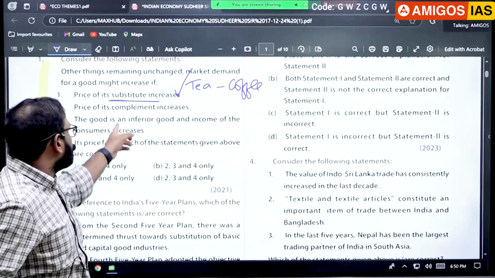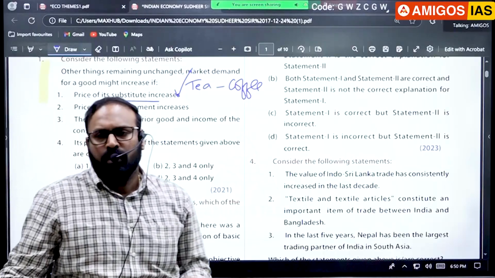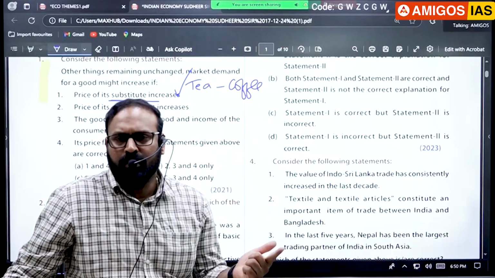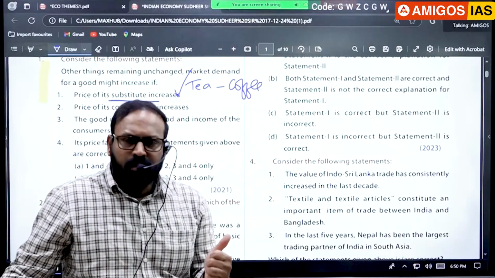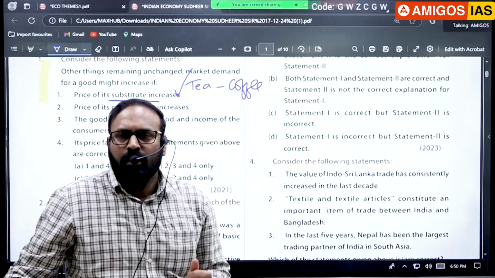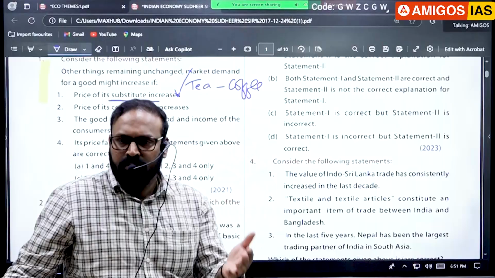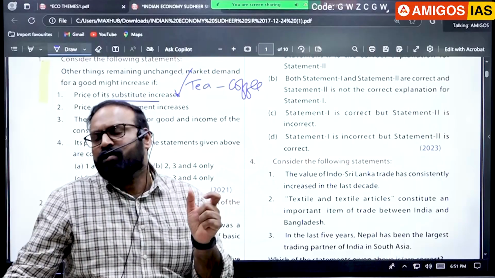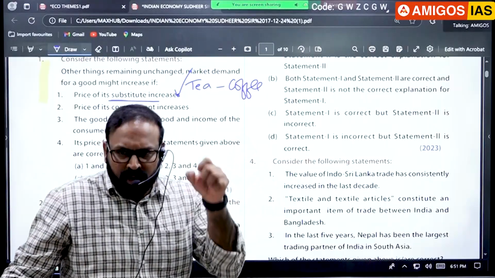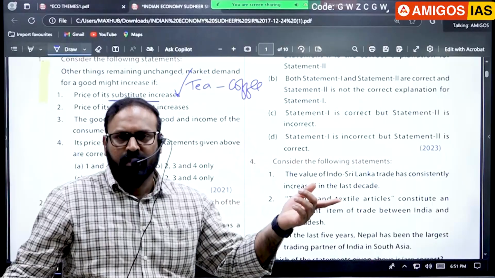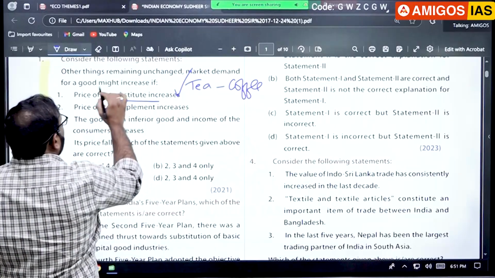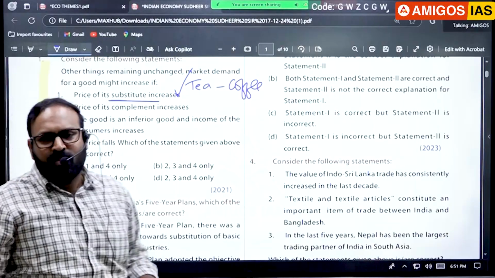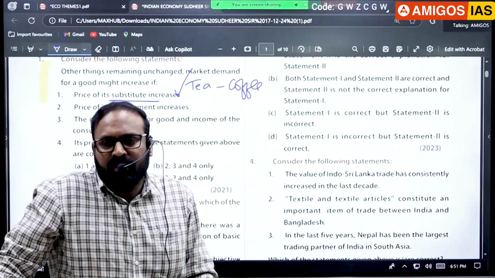What is a complement good? Which is consumed together. Classic examples in NCERT: bread and butter, bread and jam, car and petrol, car and diesel, milk and coffee, tea powder and coffee, sugar and coffee. What do you call these things? Complementary goods are those goods which are used together and then consumed, right? Market demand for a good might increase if price of its complement increases. To what extent is this statement true? Correct in our statement. Why?